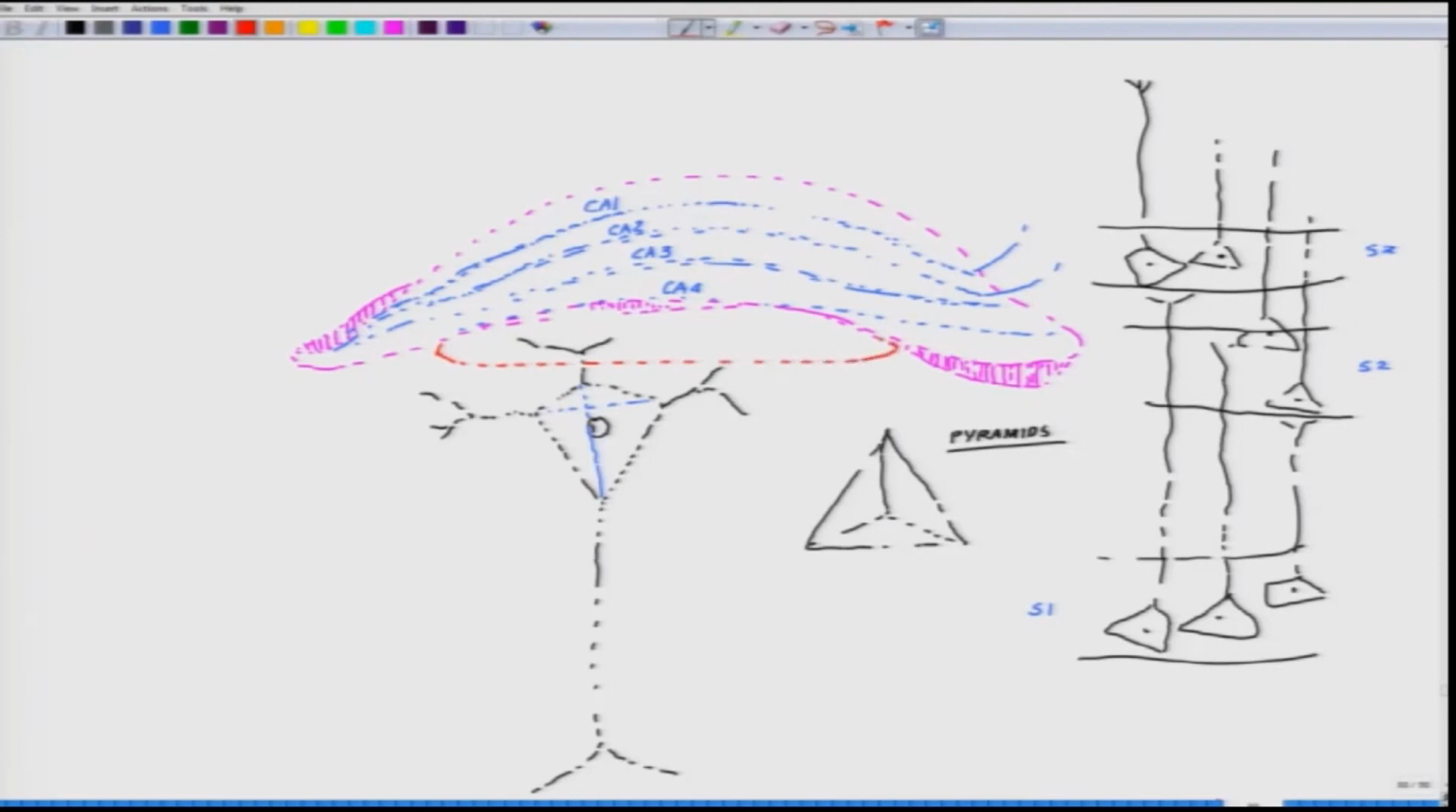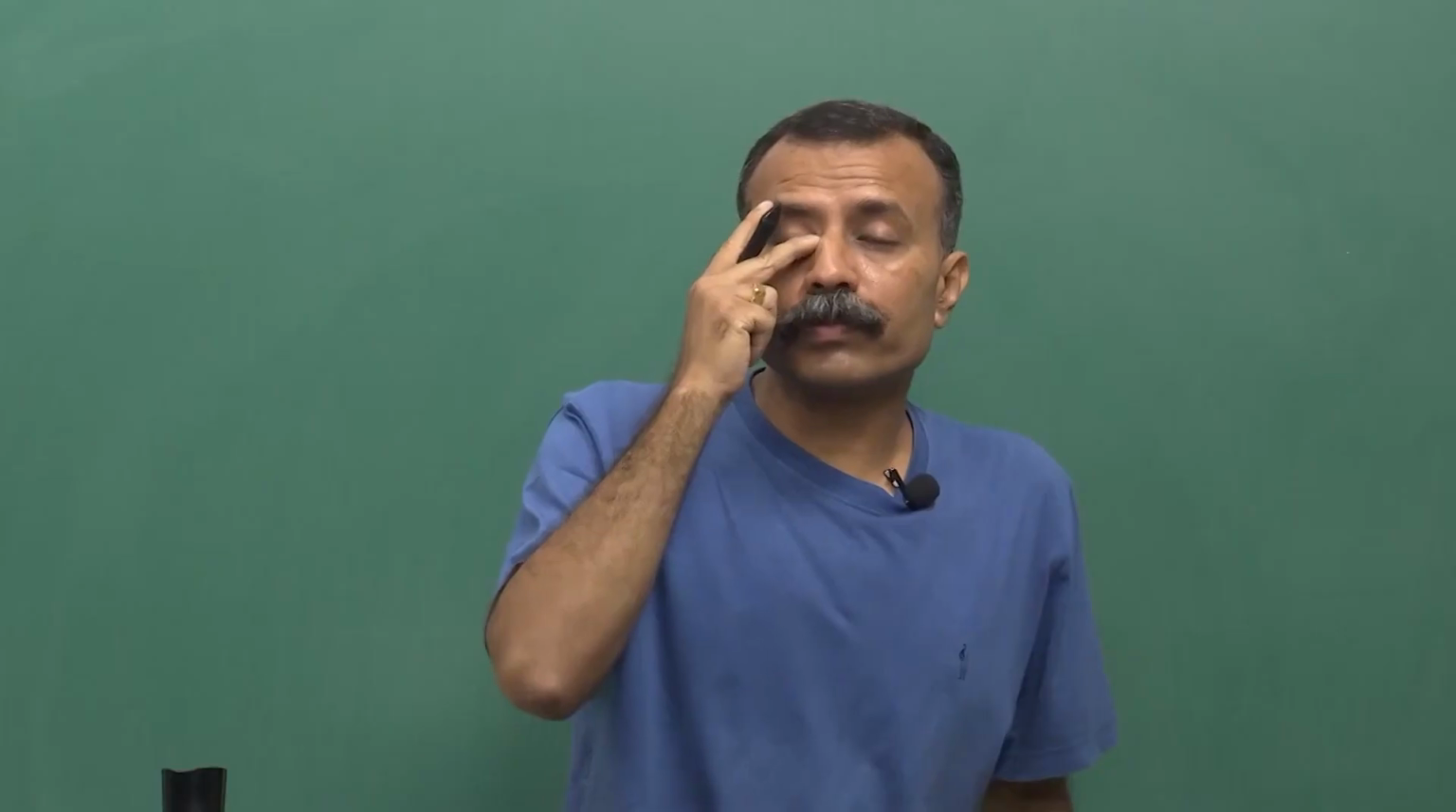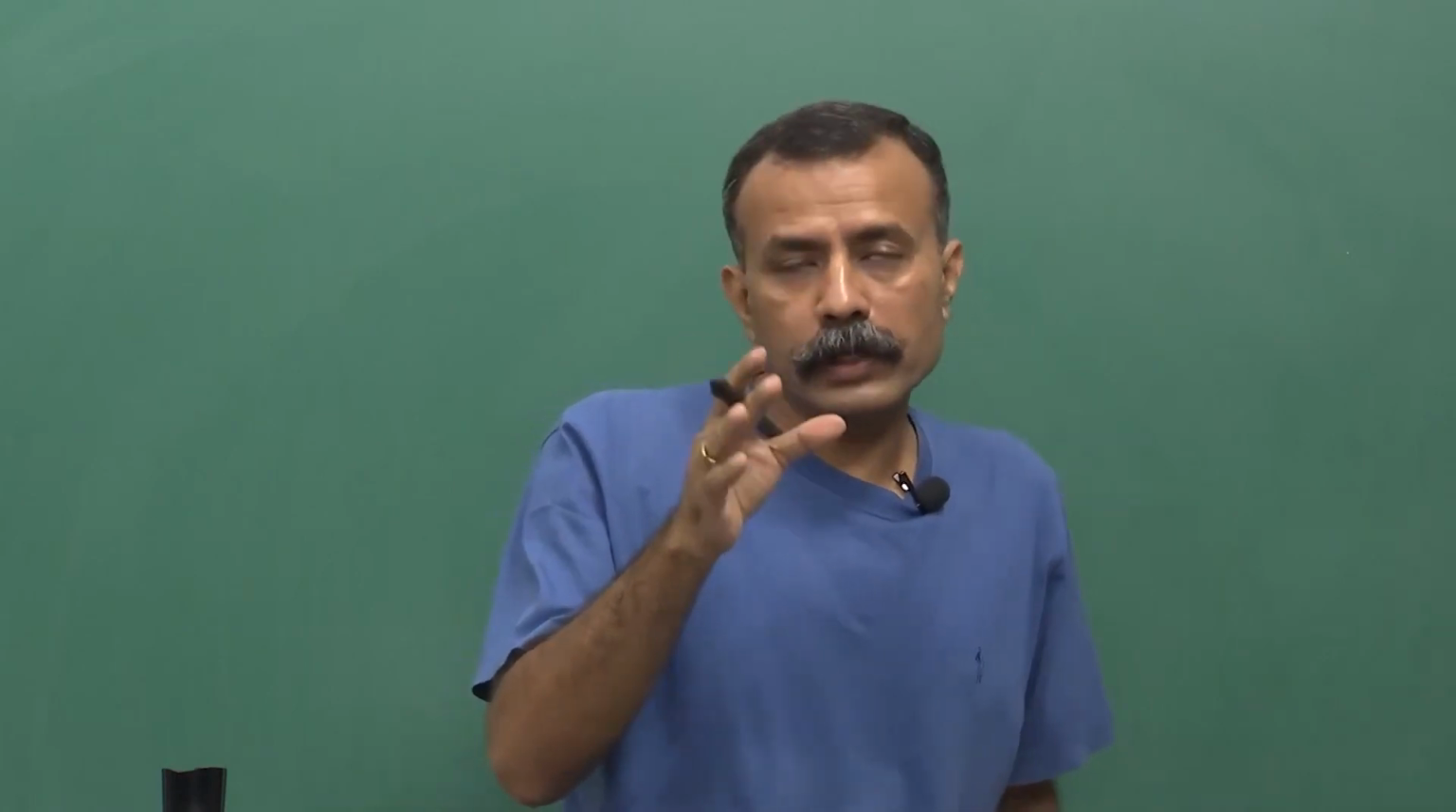This area, they are very small. Out here the neurons which are present do not have this kind of unique morphology, they are different, and this area is called dentate gyrus. In short, if you see the brain maps, they will write it as DG, dentate gyrus area.